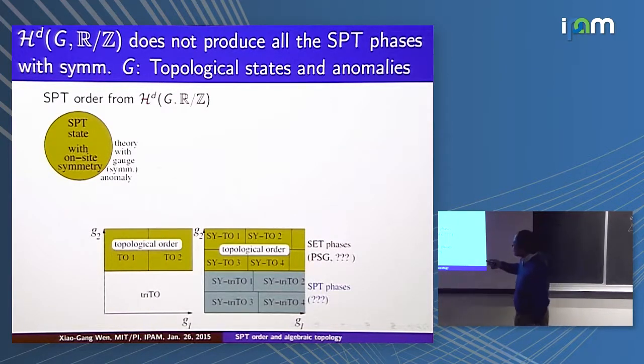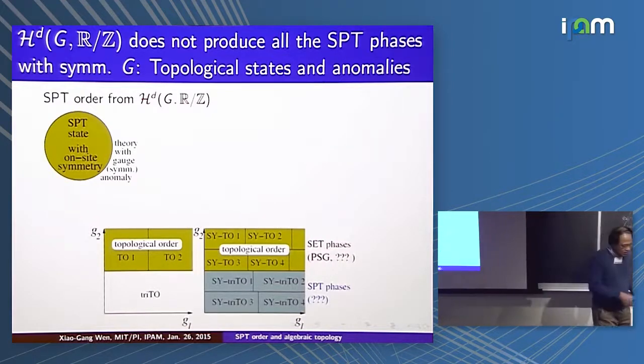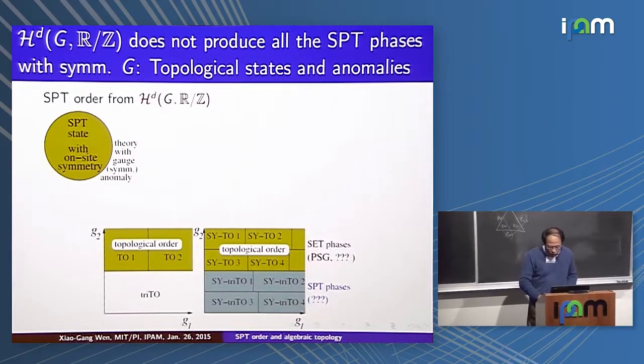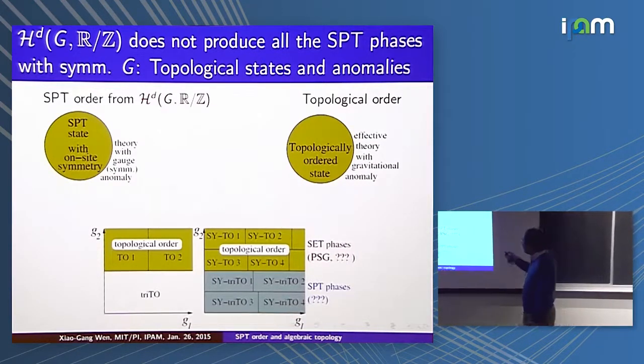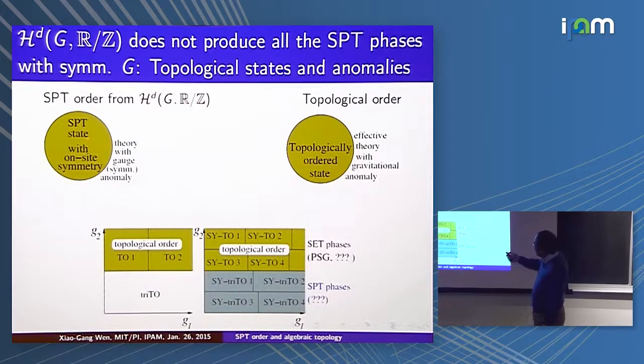When you have this kind of understanding, we can understand that this group cohomology does not produce all the SPT states. The reason is that there is also a gravitational anomaly. But the gravitational anomaly is not related to SPT states; it's related to topological order states.